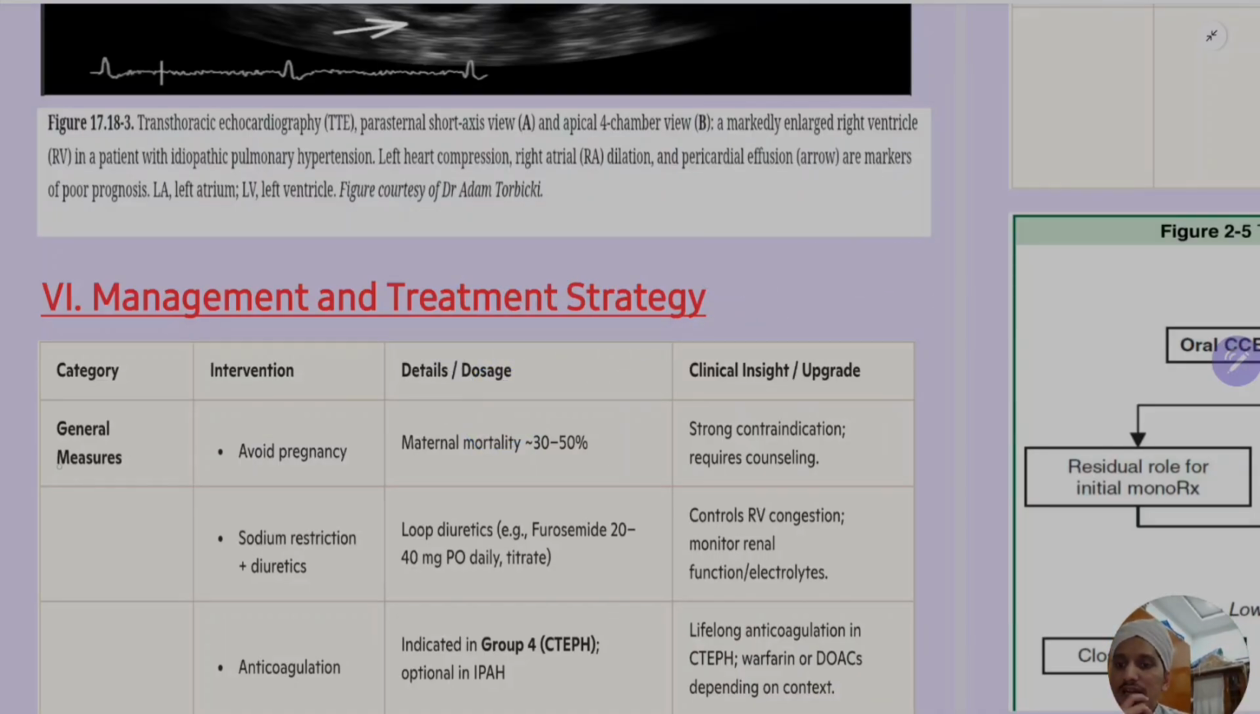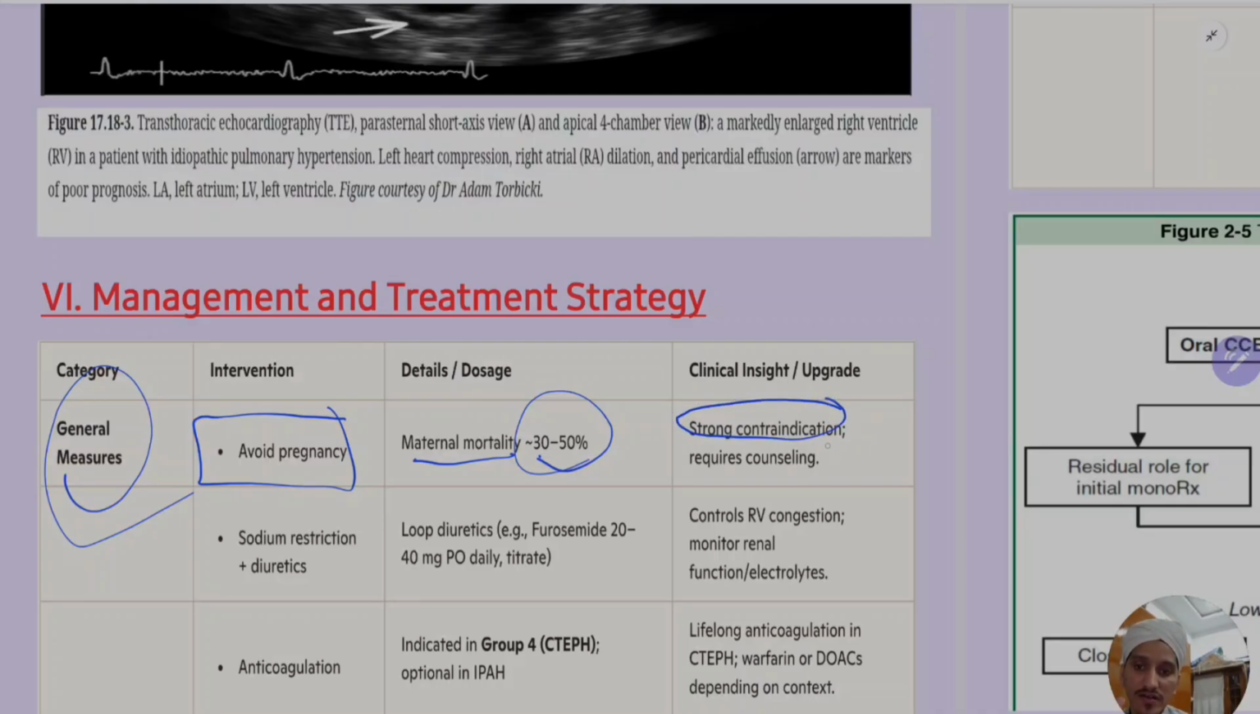Coming to the first one, general measures, irrespective of any class of pulmonary arterial hypertension, what you will do? Patients should be counseled to avoid pregnancy, because maternal mortality is very high. Approximately up to 50% of women who get pregnant with pulmonary arterial hypertension will die because of pregnancy. So it is a strong contraindication for these women, and they should be counseled not to get pregnant.